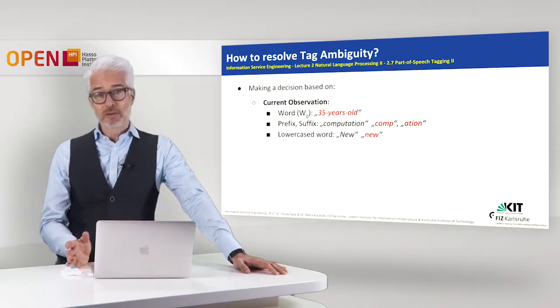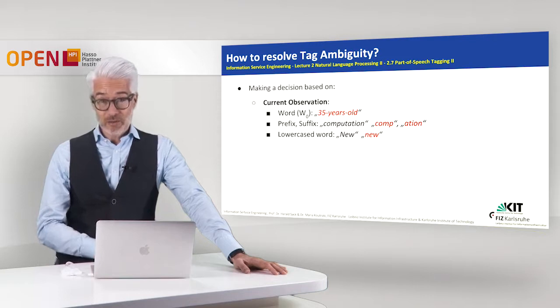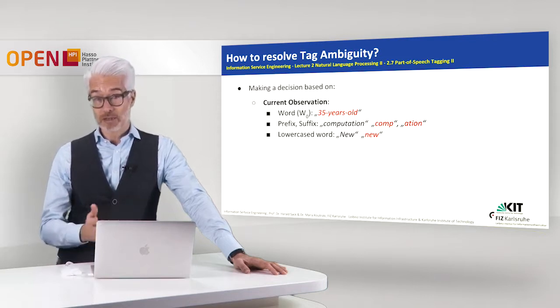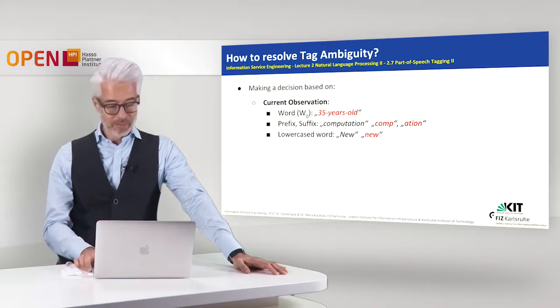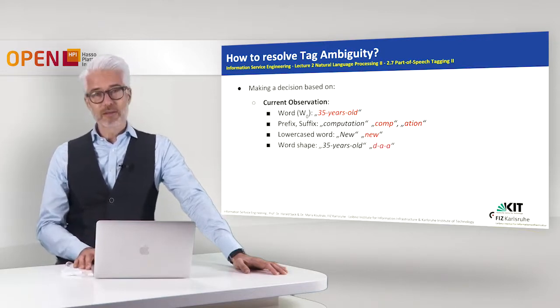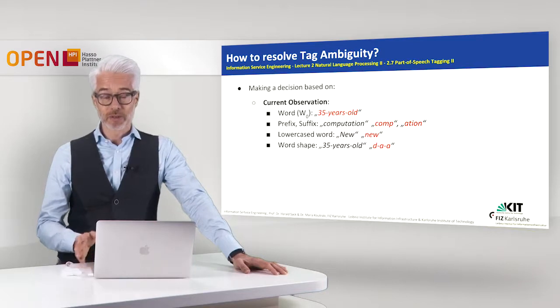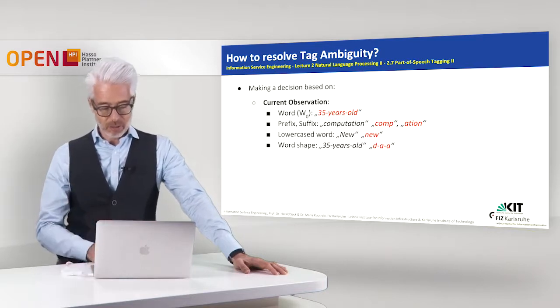Then, of course, we can look at whether it's written lowercase or uppercase to decide what kind of POS tag it might be. On the other hand, we can also take into account the word shape. So are there dashes or hyphens used or whatever?